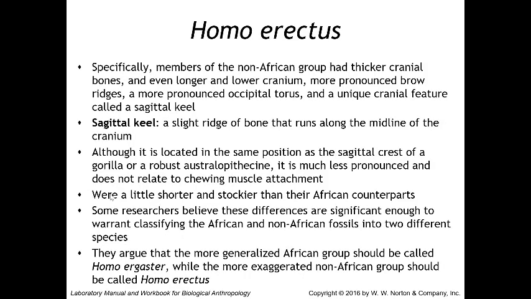Specifically, members of the non-African group had thicker cranial bones and even longer and lower crania. They were more pronounced in the brow ridges, and they had a more pronounced occipital torus and a unique cranial feature called the sagittal keel. The sagittal keel is a slight ridge of bone that runs along the midline of the cranium. So you think of gorillas and their sagittal crest. The non-African members of Homo erectus had a sagittal keel. Although it's located in the same position as that sagittal crest, it is much less pronounced, and it does not relate to chewing muscle adaptation.